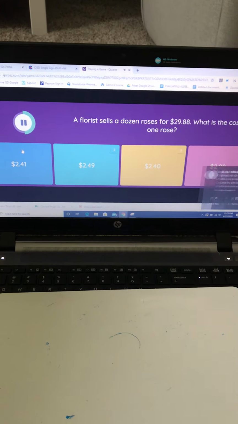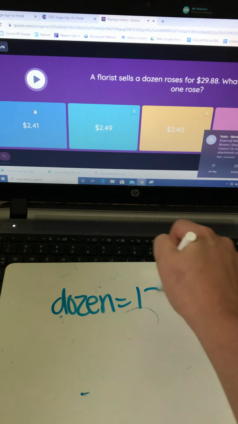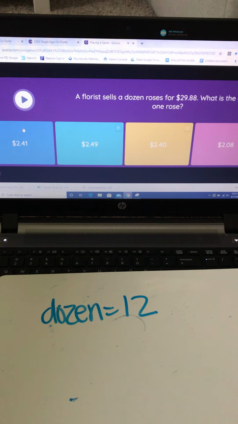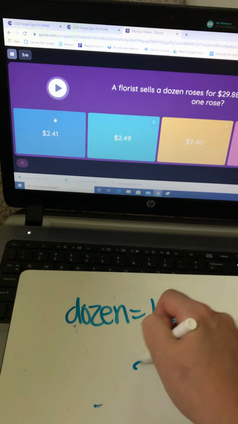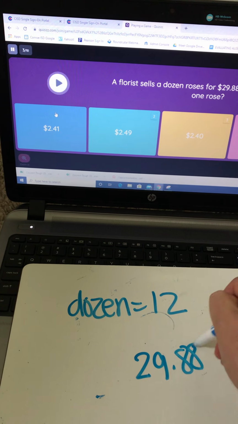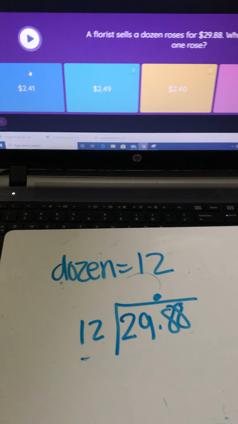Number 3, a florist sells a dozen roses. A dozen is 12 for $29.88. What is the cost of one rose? So here we're going to divide to find each rose. $29.88 divided by 12. I'm going to bring my decimal straight up in my quotient.